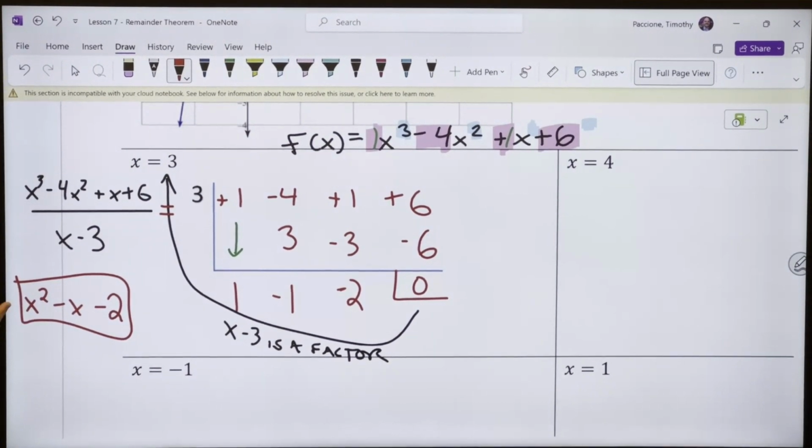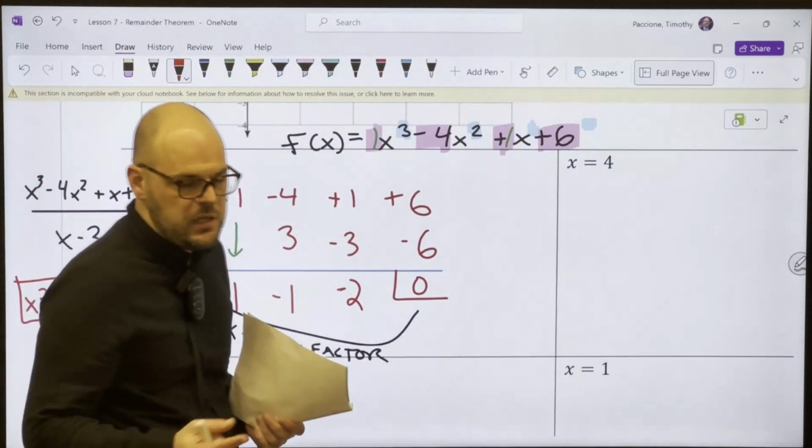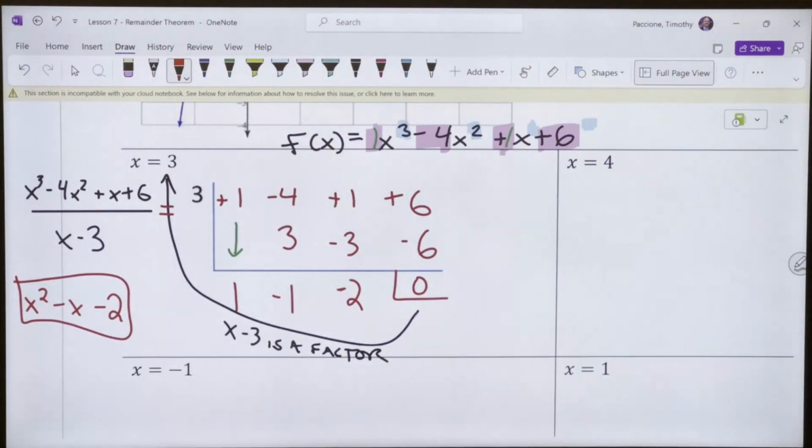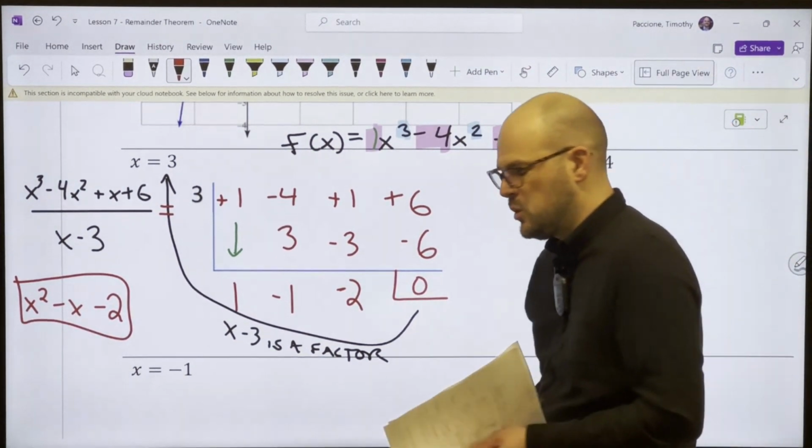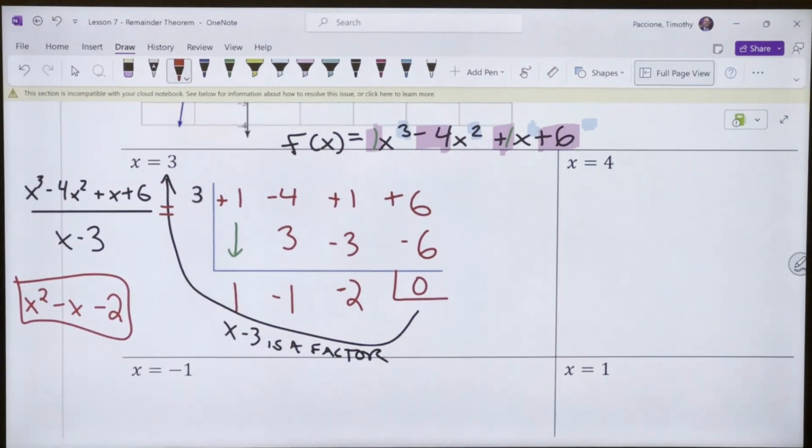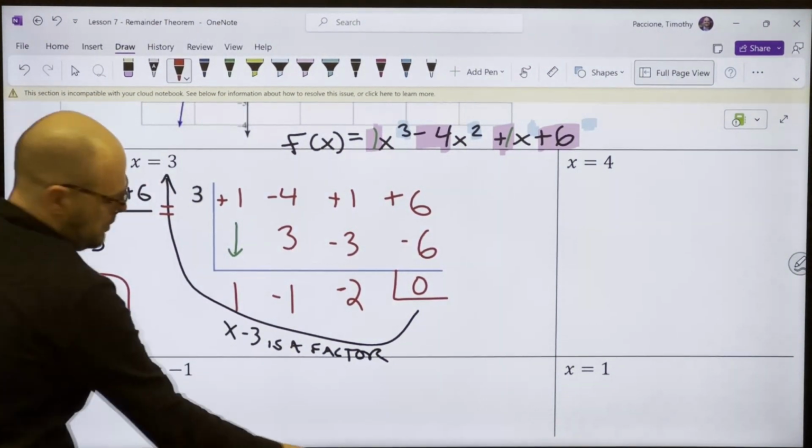Now I want you, if you haven't yet, to do the other 3. And again, if you finished, I want you to see if you notice anything about the graph and your synthetic division, even the ones where you didn't get a remainder of 0, okay? And then we'll share out what we noticed, okay? Give you some time.